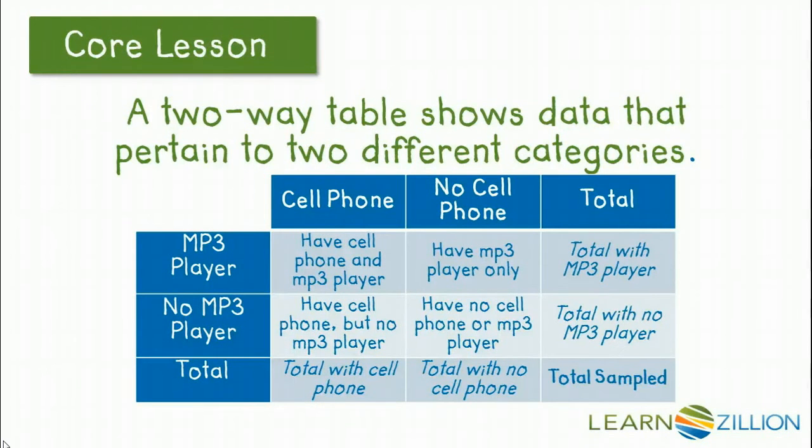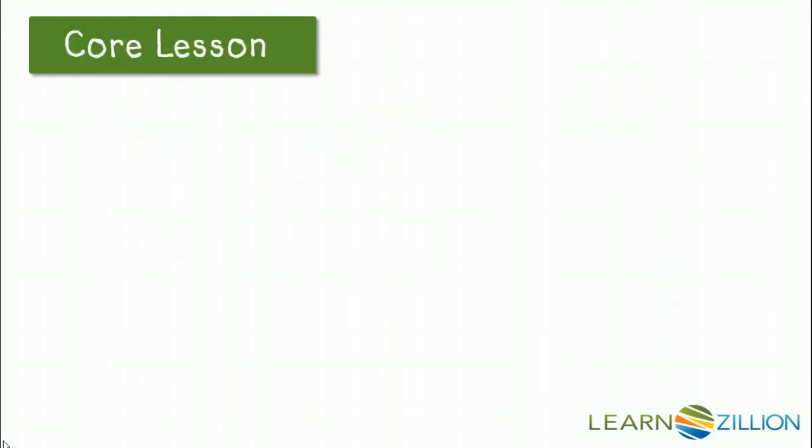In the bottom right-hand corner will be the total number of people sampled. This total is the sum of the 2 row totals, or it's the sum of the 2 column totals. Both of those sums should be the same, so it doesn't matter which way you calculate that sum.